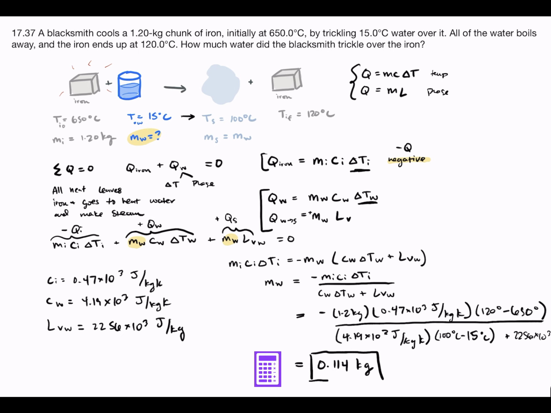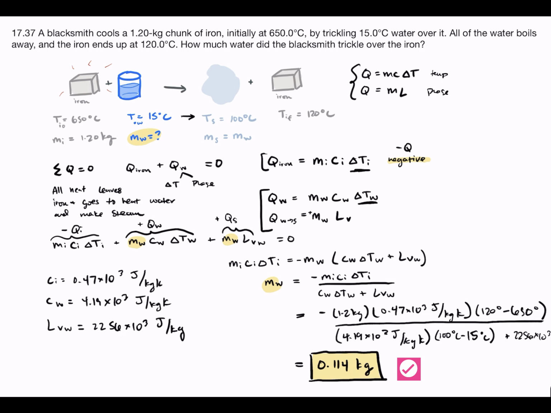Now this is the mass of water that you have to use in order to cool down your iron. So 0.114 kilograms. This is a very small amount of water, which causes a very large temperature change in the iron. That's because of the high heat of vaporization, so it takes a lot of energy to turn liquid water into steam. The specific heat of water is also very high, and we have a very low specific heat capacity of iron. So iron loses heat really easily, and water can absorb a lot of heat pretty quickly. And that's how we end up like this.